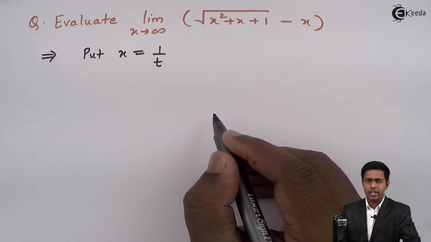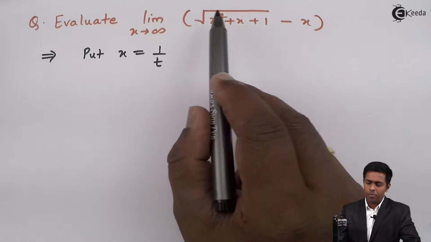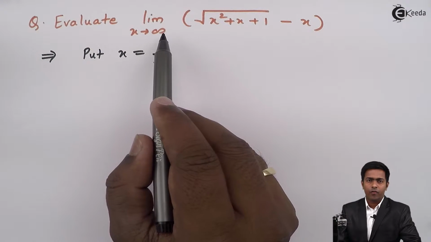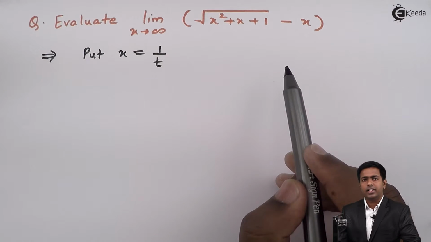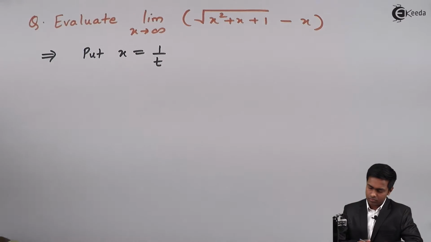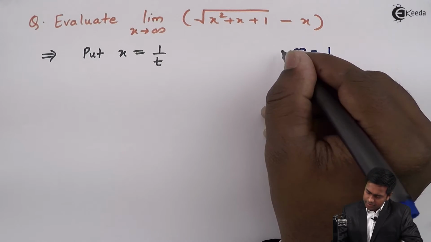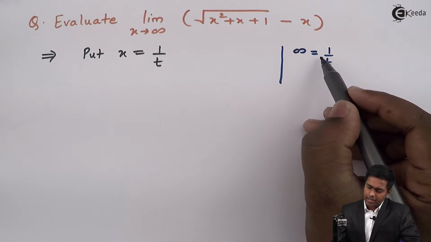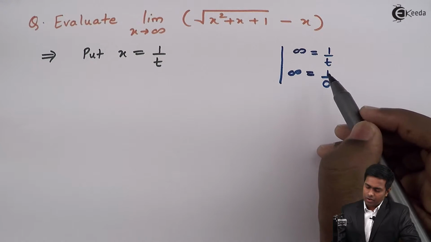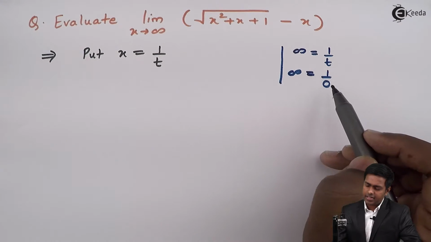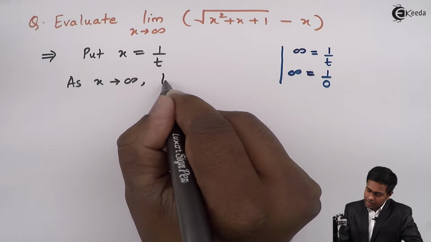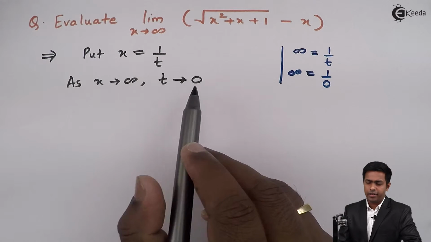Now when we substitute x equals 1 upon t, this whole problem will shift from the x domain to the t domain, and hence we need to find the limit for the t domain. So when x is infinity, we get infinity equals 1 by t, and we know that if we want the answer as infinity, then the denominator has to be 0. It means if x is infinity, then t is 0. So as x tends to infinity, t tends to 0.